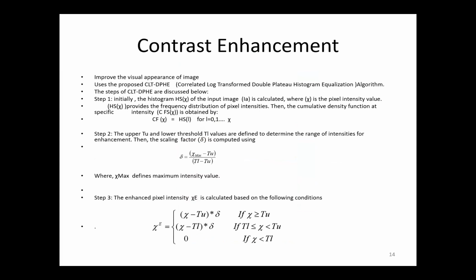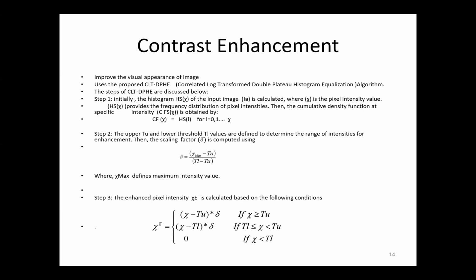Our first step is contrast enhancement. It will improve the visual appearance of the image. We have used the CLT DPHE, that is a correlated log transformed double plateau histogram equalization algorithm. These are the different steps where we find the histogram, and then the upper and lower threshold values. Then in step 3, the enhanced pixel intensity is calculated based on the following condition: if the value is more than the upper threshold, then we use lambda minus TU. The major problem in this enhancement is the zero pixel matrix, that is the third one.